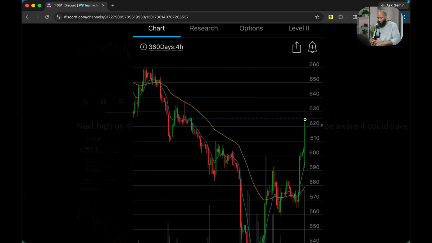So I told the team we still have room to reach that level, so just keep an eye out for that. But once it hits that level, we could see some downside, right?